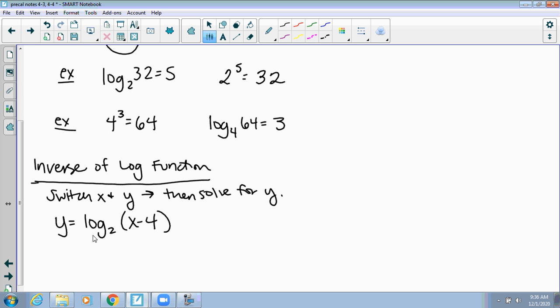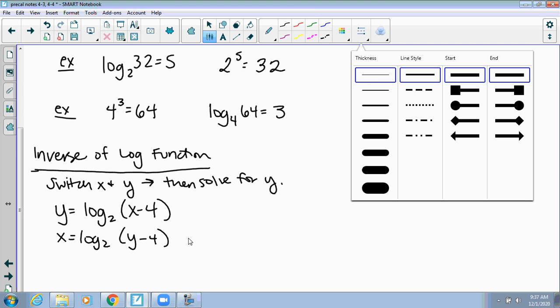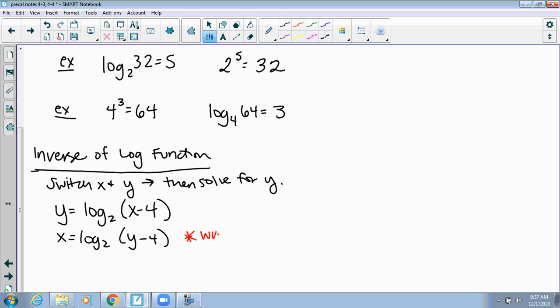So let's go with our first step, trade our x and our y. So x equals log base 2 of y minus 4. And right now I want to get the y by itself, but I can't just move things out of these parentheses because this is an operation. This is telling us to take the log of y minus 4. So in order for us to get the y to where we can solve for it, we have to rewrite this as an exponent. I'm going to put a little star here that says we need to write as an exponent.